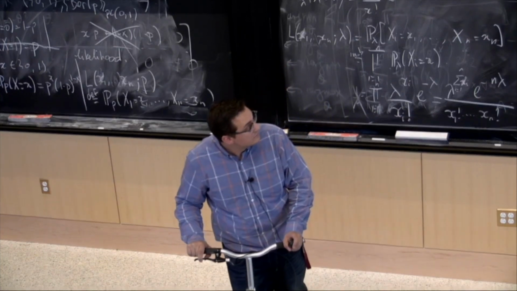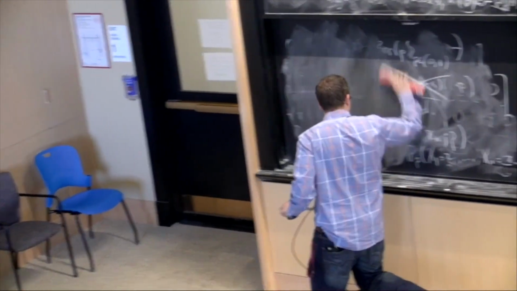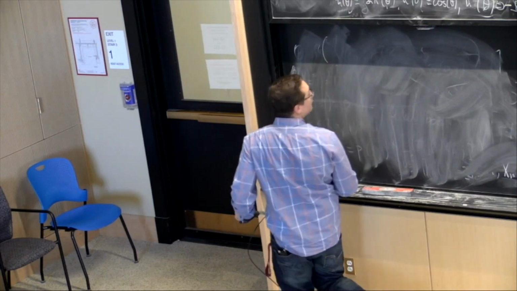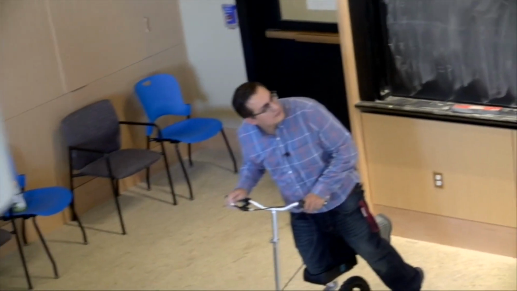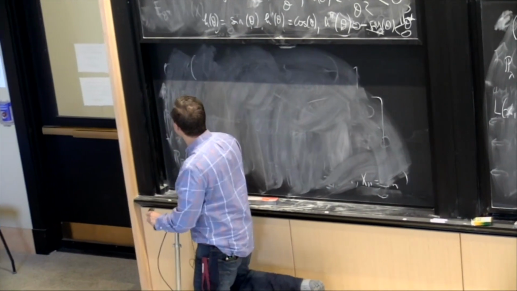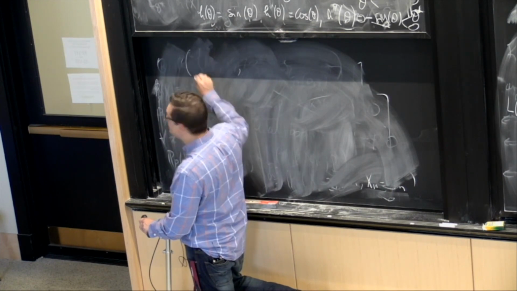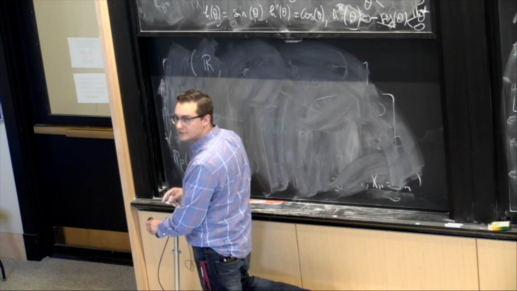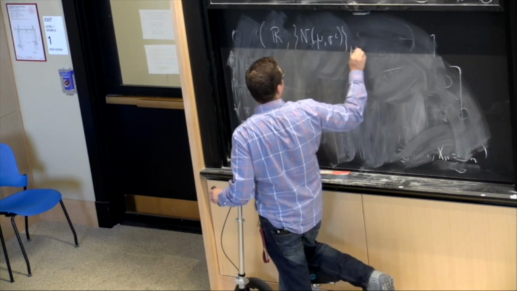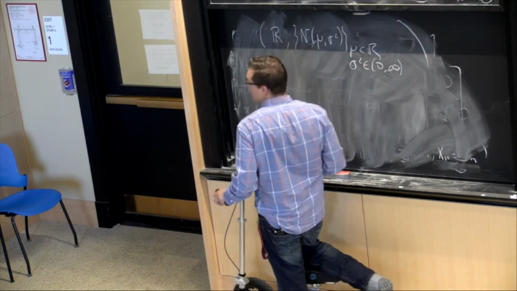So in the Gaussian case, well, let's write it. Let's see what the likelihood looks like. OK, so if I have a Gaussian experiment, I'm going to take mu and sigma as being two parameters. So that means that my sample space is going to be what? Well, my sample space is still R. Those are just my observations. But then I'm going to have N(mu, sigma squared). And the parameters of interest are mu in R and sigma squared in, say, (0, infinity). OK, so that's my Gaussian model.